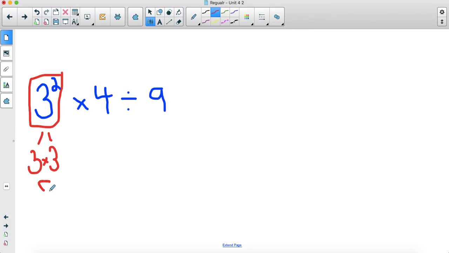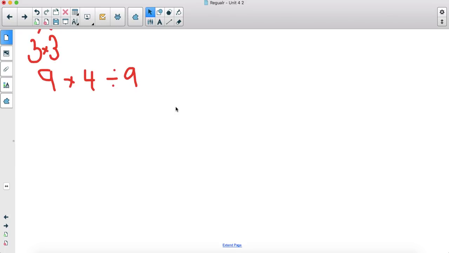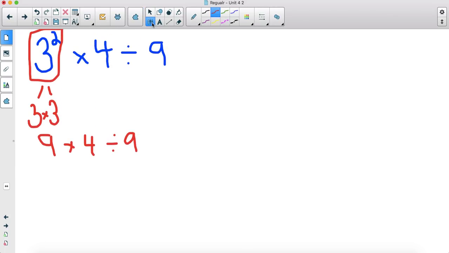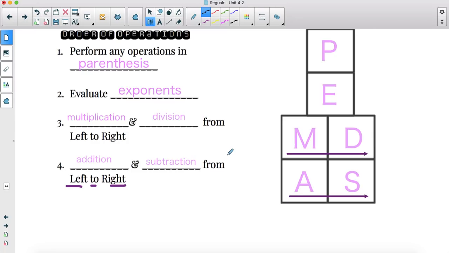So now I can solve this. 3 times 3, oh, that equals 9, times 4. I'm just rewriting the rest of the equation now, divided by 9. Okay, so now, oops, sorry. Now that I have solved my exponents, my next step would be any multiplication and division. And here, I see both multiplication and division. So when that happens, multiplication and division finish the race in third place at the same time. So that means that we work from left to right.